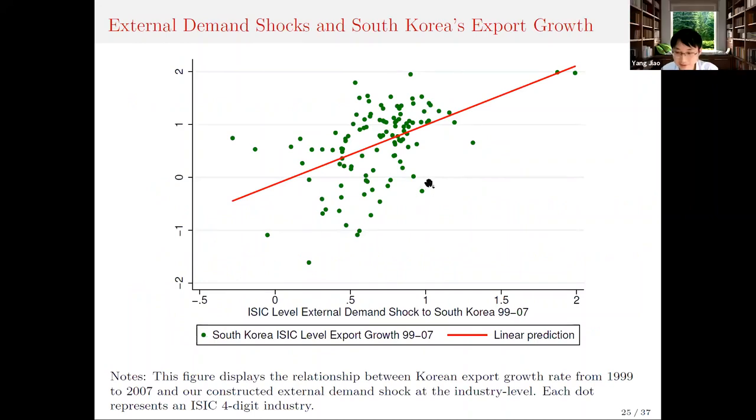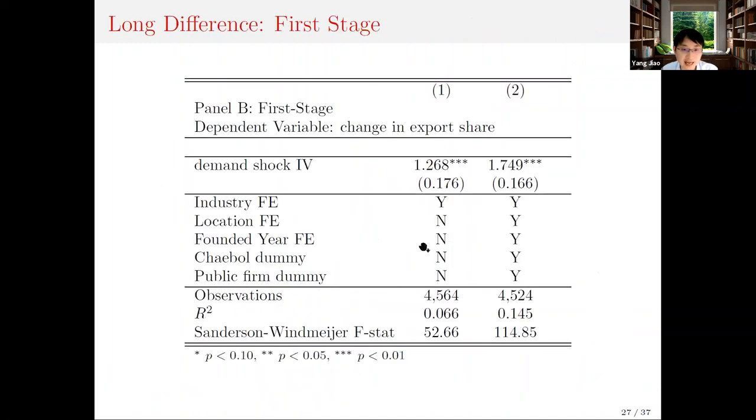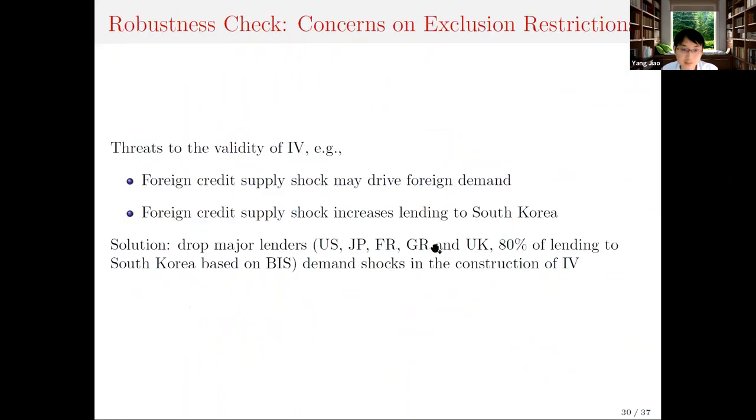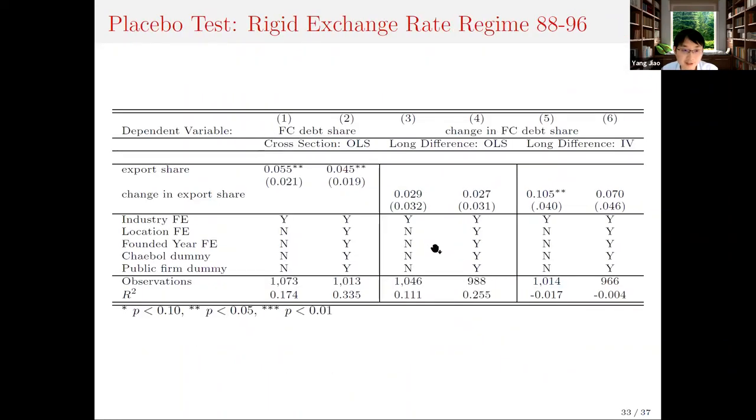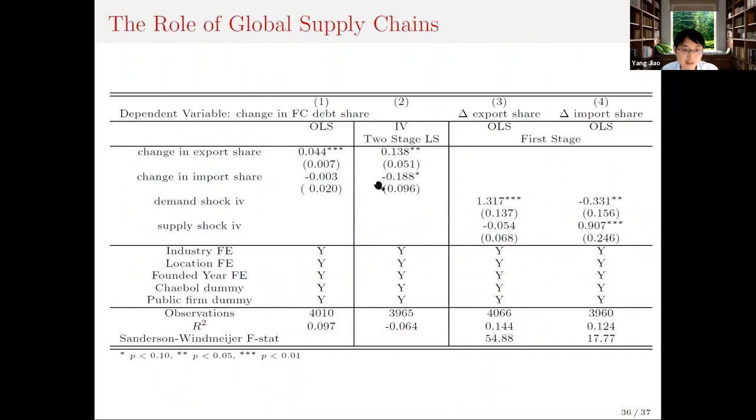Okay, sure. So I will directly go. I just try to show that there's actually a positive relationship here. And I will skip the robustness checks, but I will just show you one table on the import side.